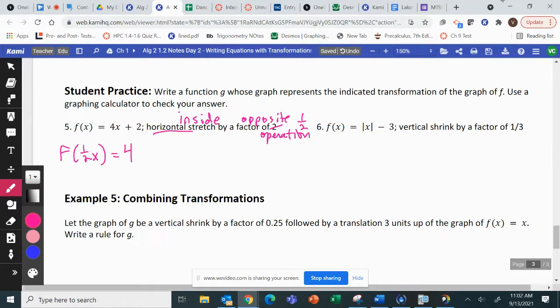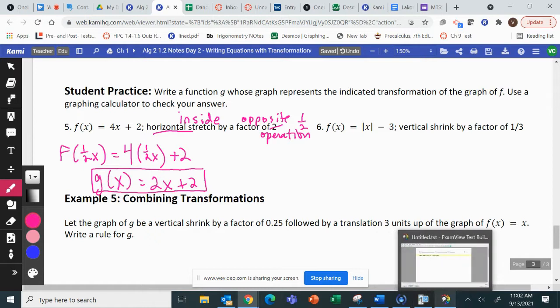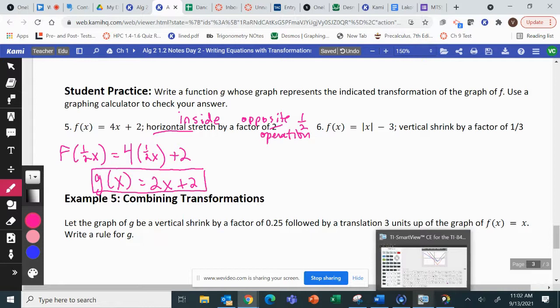So I start with a 4. I replace x with 1/2 x. Then I do a plus 2. Can I simplify that? Yes. 2x plus 2. Let's look at what a horizontal stretch is going to look like on our graphing calculator. So we're going to graph 4x plus 2 and then 2x plus 2.